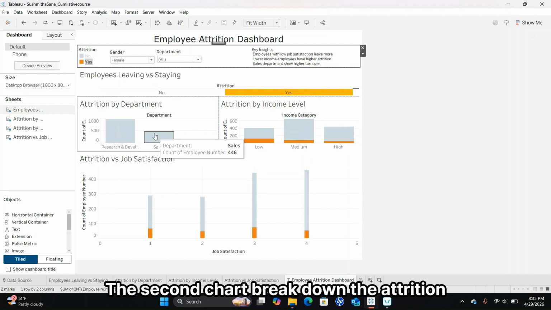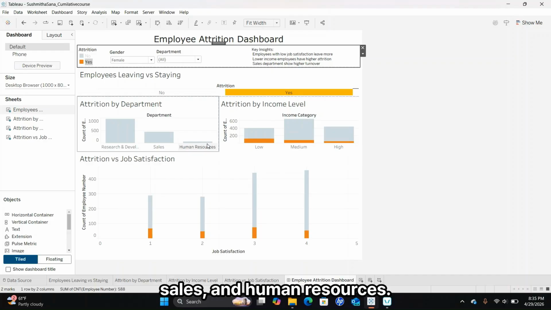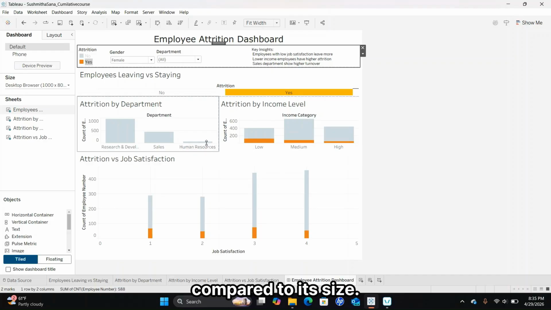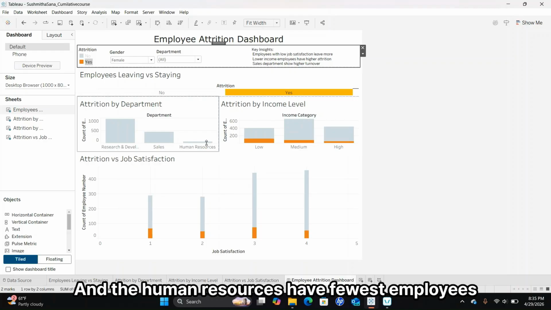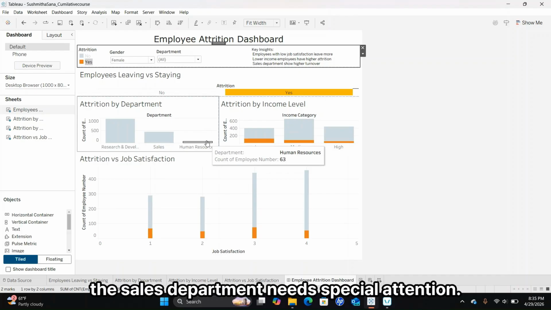And the second chart is attrition by department. The second chart breaks down the attrition by departments: research and development, sales, and human resources. Sales has a significantly higher attrition rate compared to its size. Employees in sales are leaving more frequently, and human resources has the fewest employees and the lowest attrition count. This tells us the sales department needs special attention.